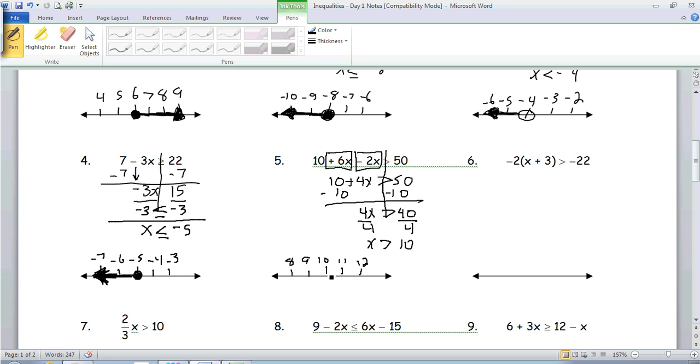I do not have the equal sign, so I simply draw an open circle and I follow the direction that it points, which is to the right. There we go.